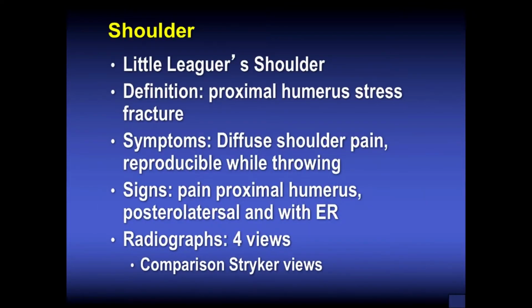Little leaguer's shoulder, by definition, is a proximal humerus stress fracture. The patients present with diffuse shoulder pain. Usually it's reproducible when trying to do a throwing movement, such as with external rotation, and they hurt in the proximal humerus, oftentimes more posterolateral and with external rotation. They may not be weak in their rotator cuff. Radiographs are done. Comparison Stryker views usually show asymmetry, and you can make this diagnosis with plain films. Typically don't need an MRI scan.